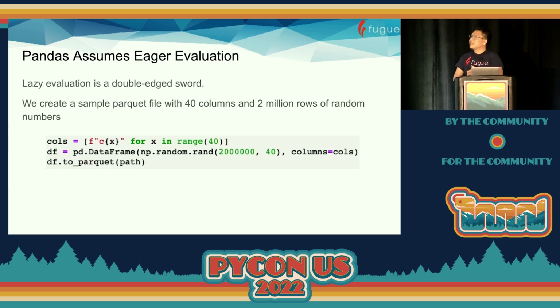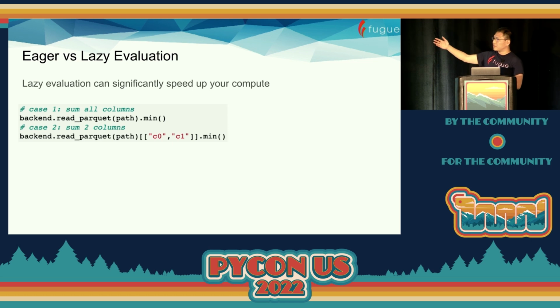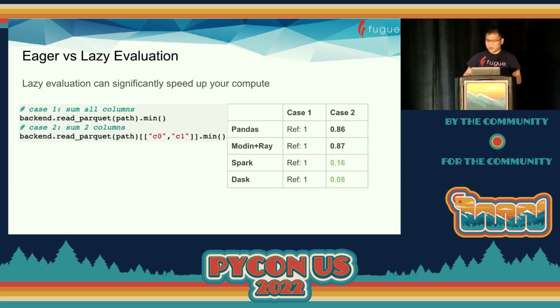Now let's talk about eager evaluation and lazy evaluation. Let's use this example. It has 2 million rows and 40 columns, and we just want to save this to a file. The first example is we read back this file, and we just compute the mean of every column. And the second case, we just compute the mean of 2 columns of this file. And this file, by the way, has several hundred megabytes of data, so it will take some time to load. So here is the result.